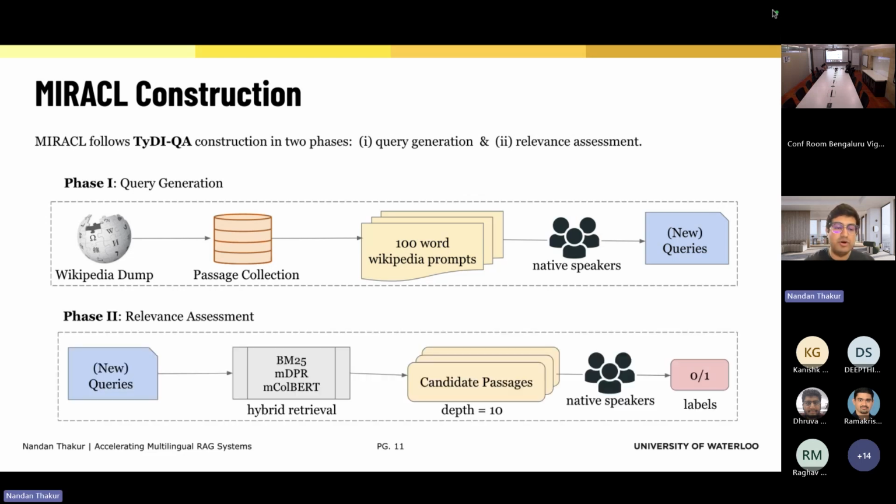In phase two, we took these queries and did a hybrid retrieval stage, where we incorporated multiple different models such as BM25, mDPR, and mColBERT. We retrieved the top 10 candidate passages and provided those to our native speakers, who gave us back the relevance judgments of a query-passage pair, whether it's relevant or not relevant. So this is phase two of the MIRACL construction.